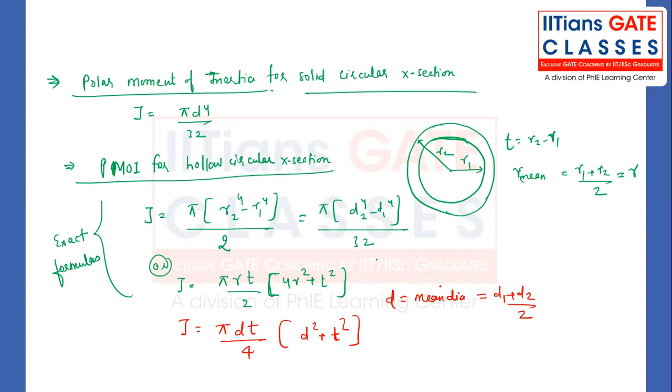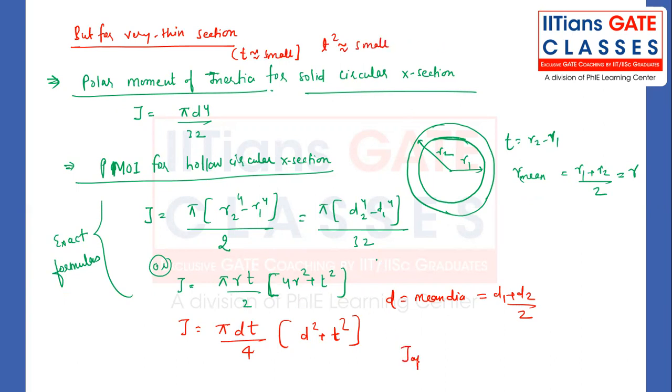But for a very, very thin section, my dear friend, we can neglect t square. T will be very, very small, t square will also be very, very small, and we can neglect that. Then the approximate formula will be J equals pi d cube t divided by 4. That is the approximate formula, when t square is taken as 0.